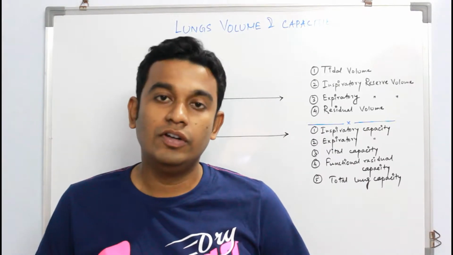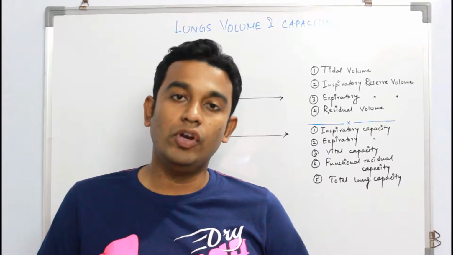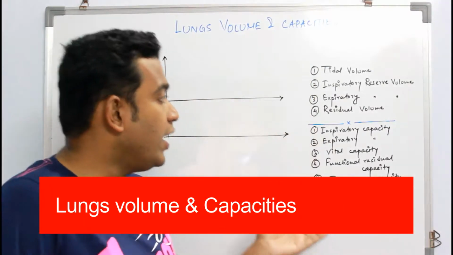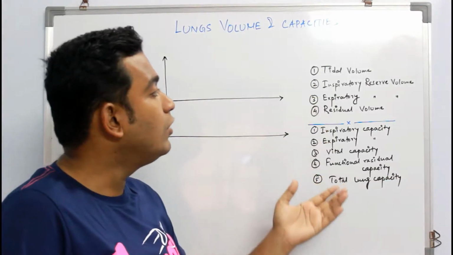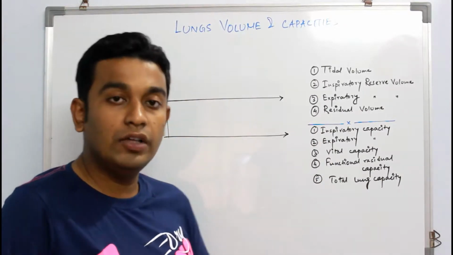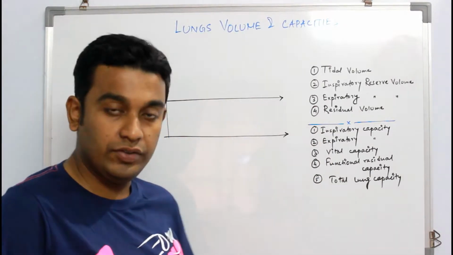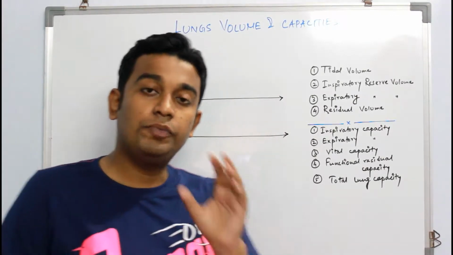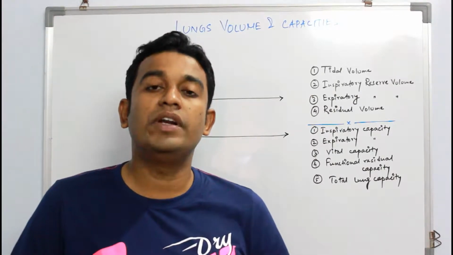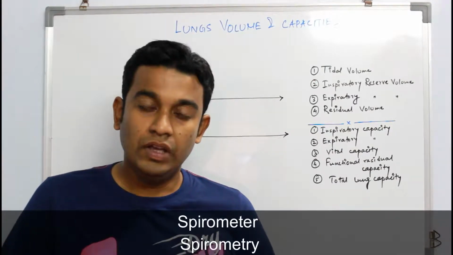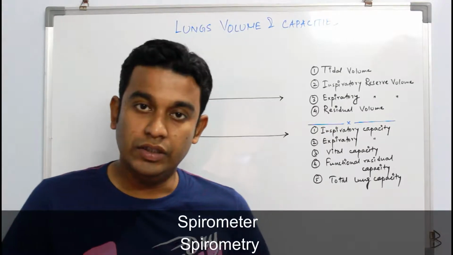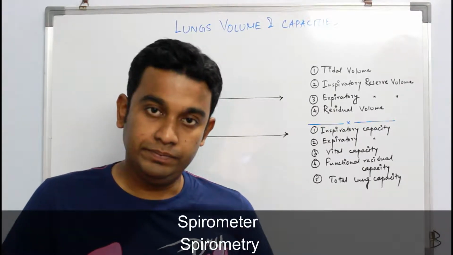Well, in this video we will be talking about the lung volumes and the capacities. Basically, I have planned out something and we will be talking about 4 different types of lung volumes and 5 different types of lung capacities. Now for that process to happen, you need a special instrument, and the name of the instrument is spirometer. And the process that is executed with the help of spirometer is known as spirometry.